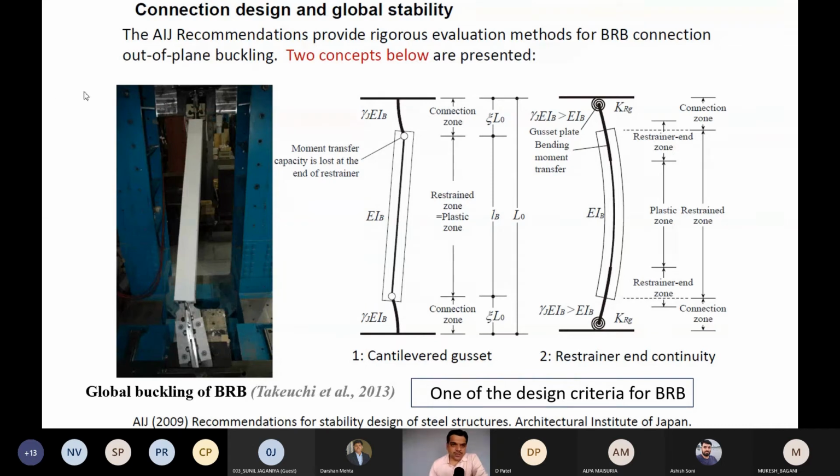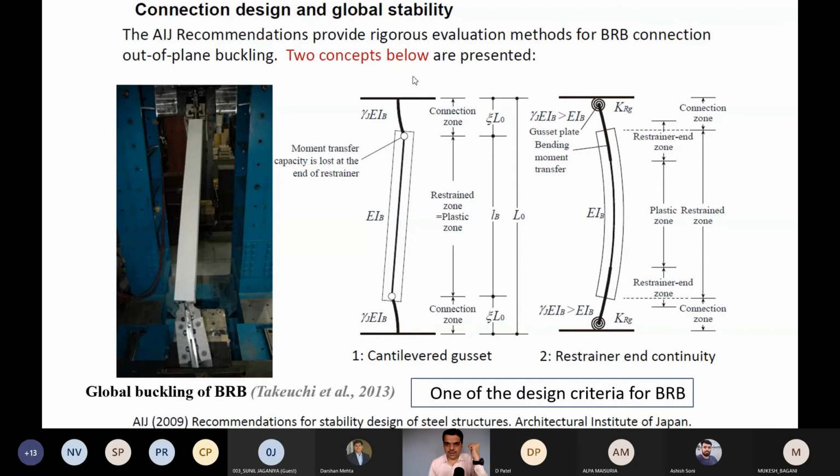So here we can see in this figure, this is the restrainer portion. Okay, then there is a transition and then there is a connection. And here we can see while applying this axial force, this connection has given way and there is a buckling or rotation of the BRB at this point. So it means that the BRB has failed and now it cannot take any force, obviously.